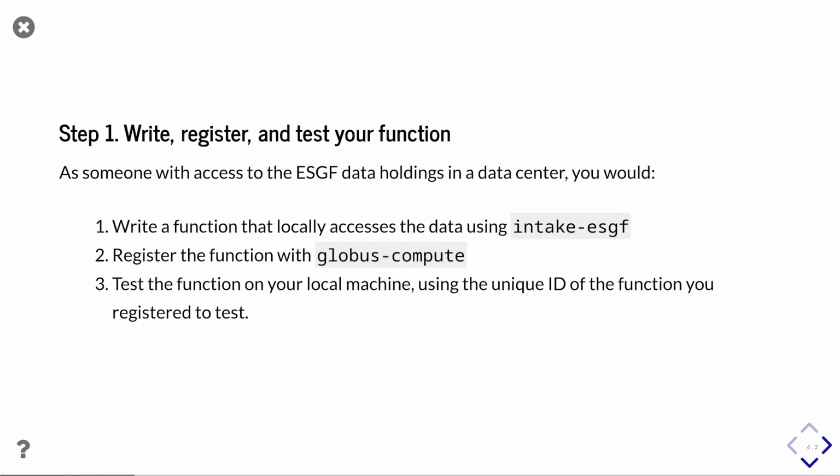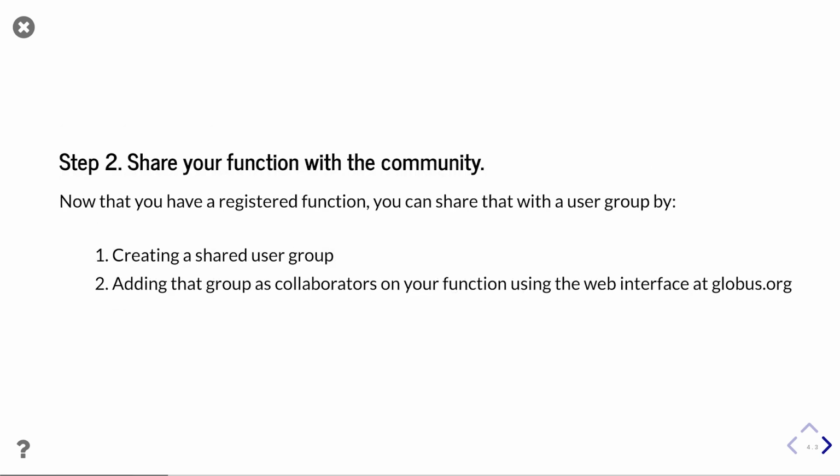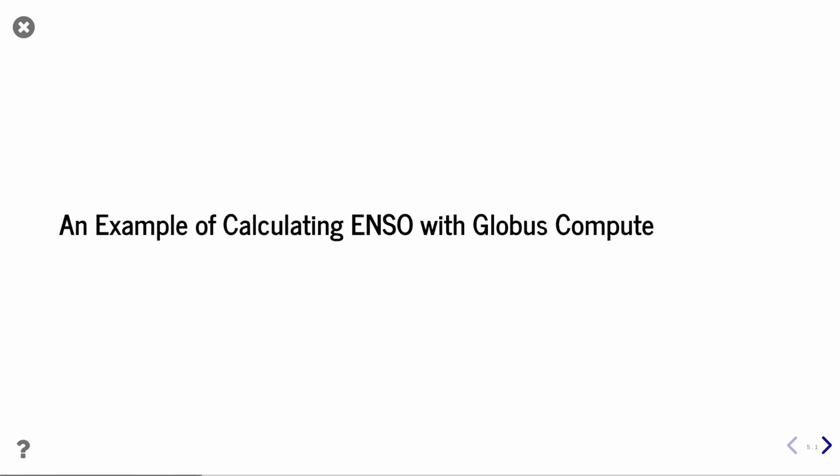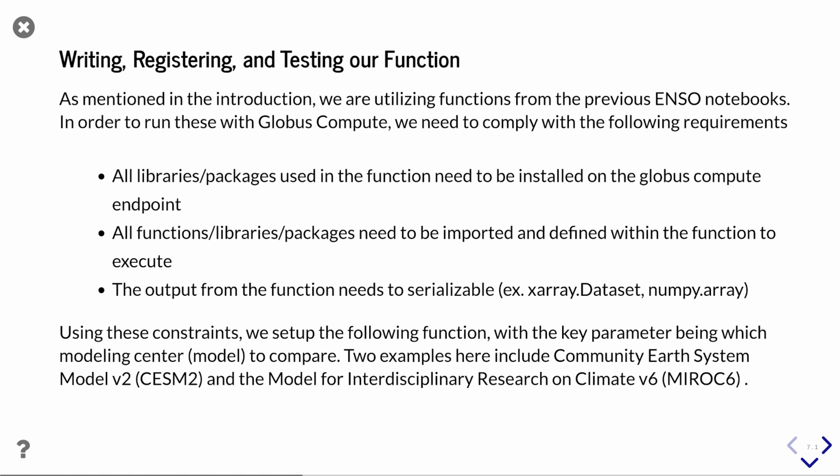First, we write a function that uses intake-esgf to load data and then perform the desired operations. This function will need to be registered with Globus. Once registered, you can share your function with a user group of your choosing via globus.org. Now we will demonstrate this with the ENSO example. Then we write, register, and test our function.